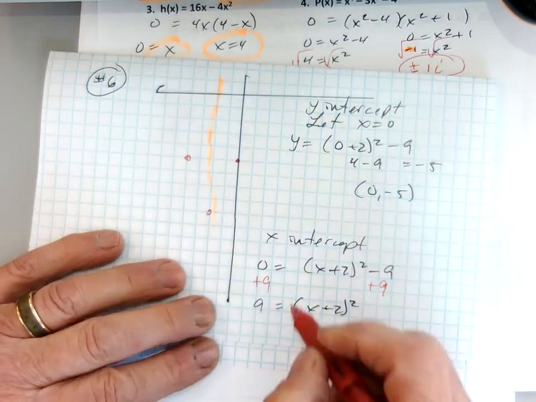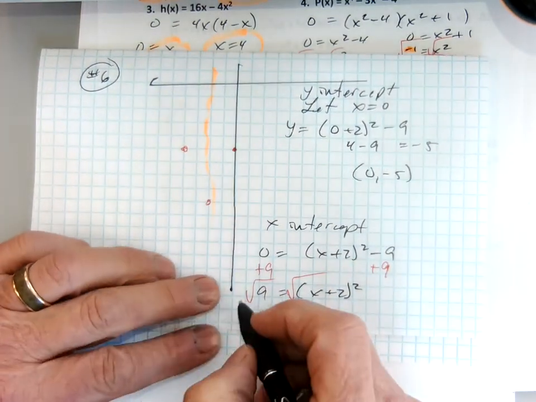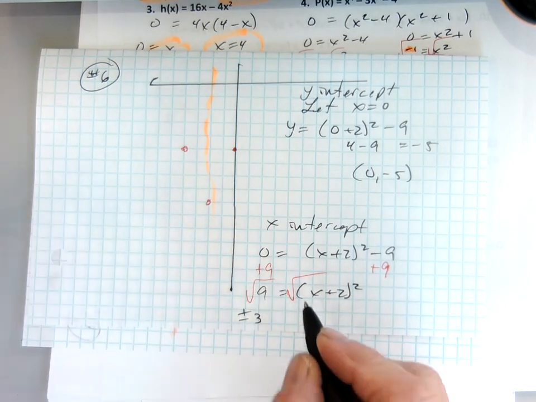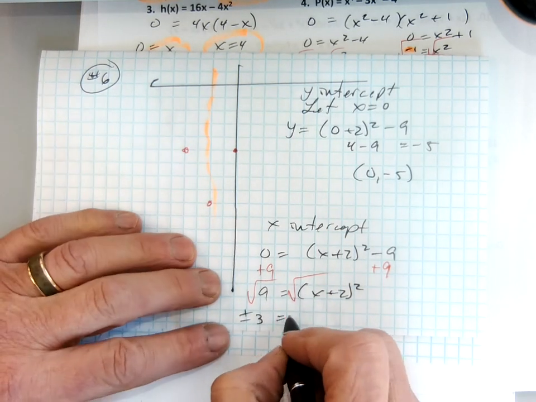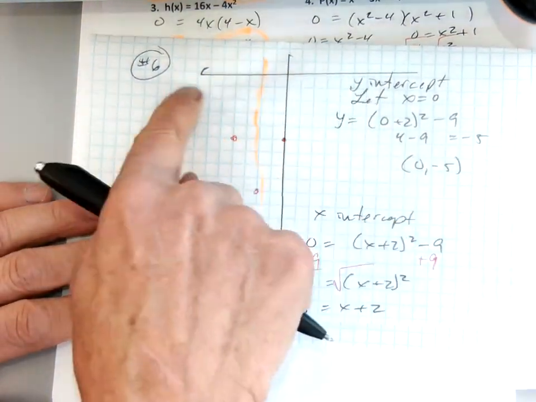We take the square root of both sides, but I got to be careful because there's two answers. It's a plus or minus 3. Square root of 9 is 3. Plus or minus 3 equals x plus 2. Okay, now wait a minute. That means I'm going to have two answers. Well, it makes sense. I'm going to have two x-intercepts.